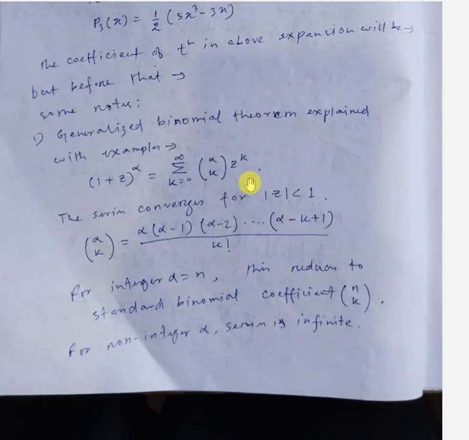Now, the generalized binomial theorem. What is the generalized binomial theorem? (1 plus z) to the power alpha is equal to the sum from k equals 0 to infinity of alpha choose k, this is the combination, times z to the power k. Now this series converges for mod of z less than 1. And alpha choose k is nothing but alpha times (alpha minus 1), (alpha minus 2), up to (alpha minus k plus 1), divided by k permutation.